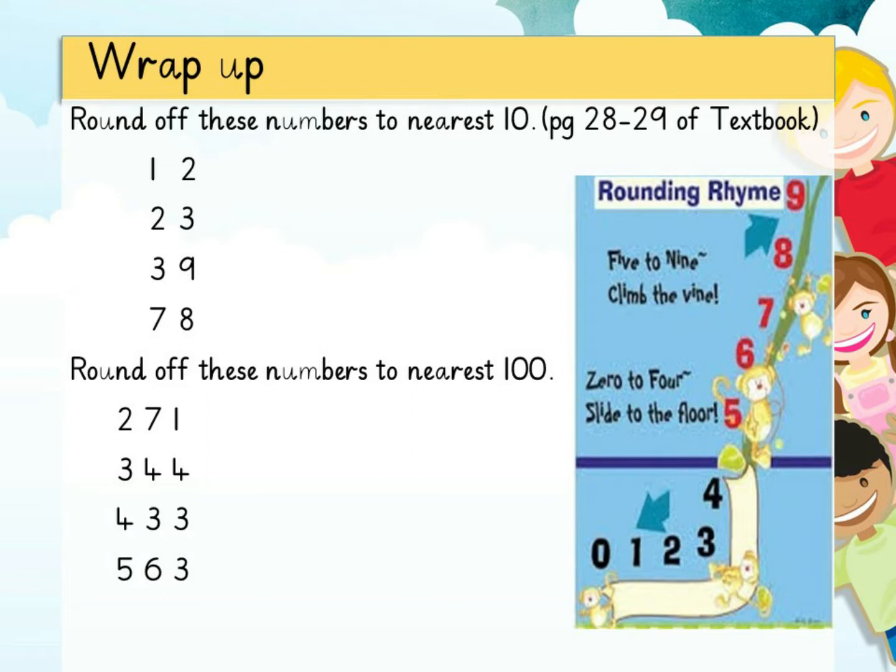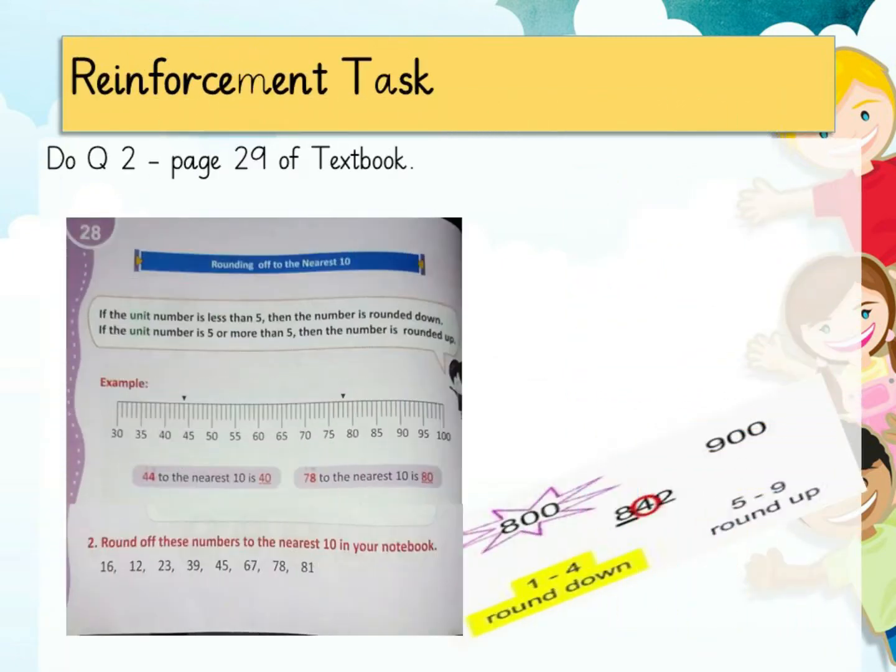Round off these numbers to nearest 100. 271. Yes, as it comes after 250, so round it up as 300. 344. Yes, falls before 350, so round it down as 300. Similarly, 433 as 400 and 563 as 600. Coming towards the reinforcement task, you need to complete question number 2 given on page number 29 of the textbook. If you are short of space on the given page of the textbook, you can use your notebook as well. So stay safe and study well.